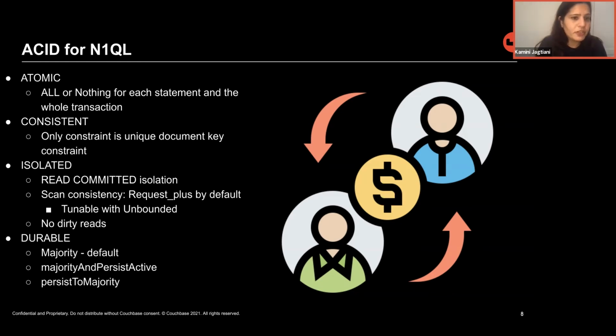The next part of it is consistency. Typically, consistency talks about taking the system from one consistent state to another. In RDBMS, you have many constraints, like the unique key constraint, or the not null constraint, or the foreign key constraint. But in Couchbase, we have just one constraint, which is that the document key needs to be unique.